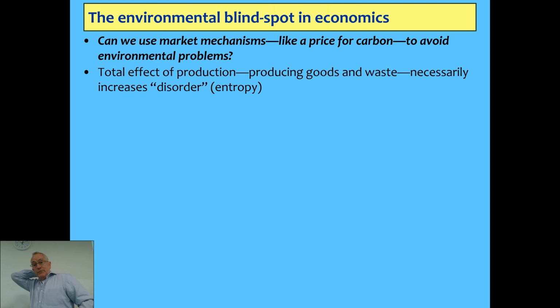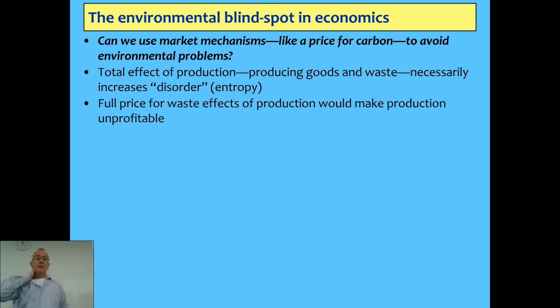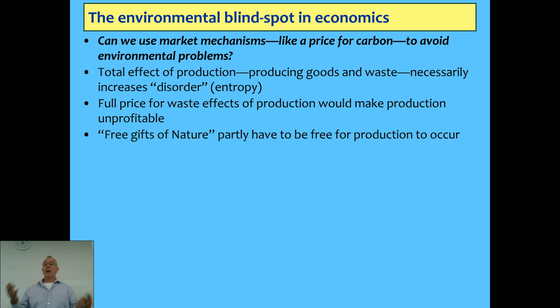So could you use a carbon price to get rid of the problems of the environment? Well, you can't get rid of this increase in disorder. And if you actually paid for the full price of all the waste you generate, you'd lose money. Think about the example of turning iron ore and coal into steel. If you had to pay the costs of all the other scrap you create, because you create more crap than uncrap, and more disorder than order, if you were asked to pay for the lot, you couldn't. You'd lose money. So in a sense, you have to take advantage of this free gift to have production at all.